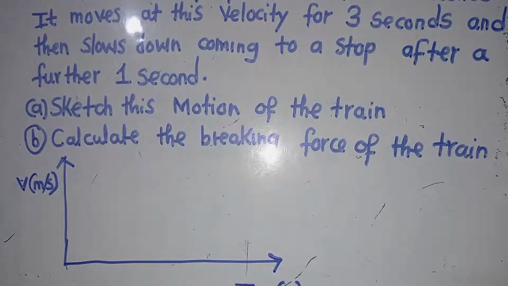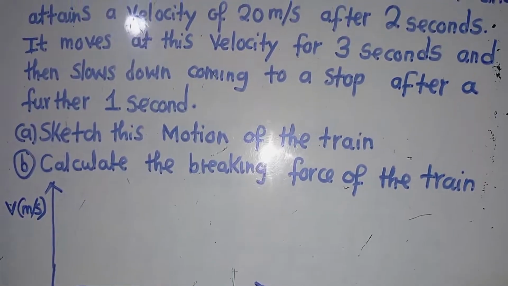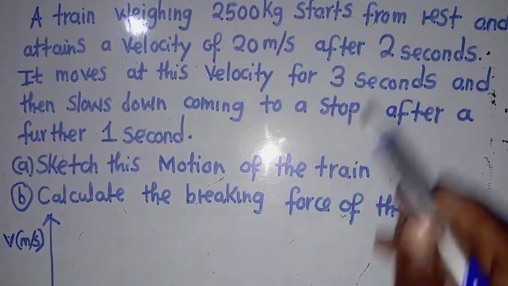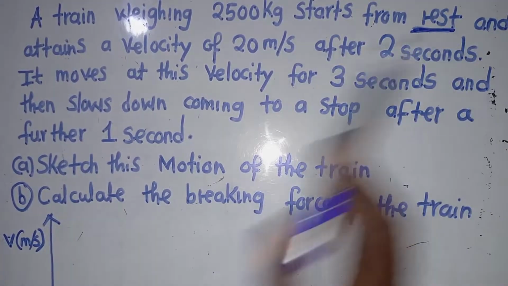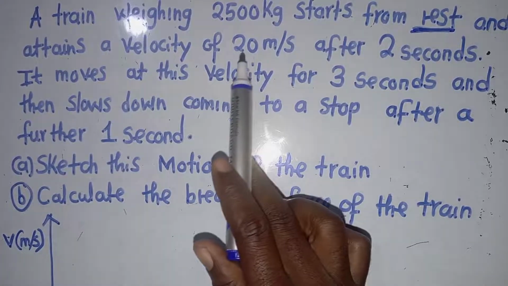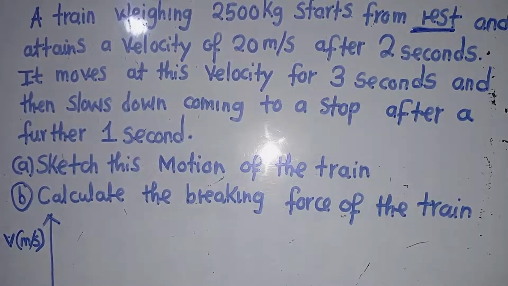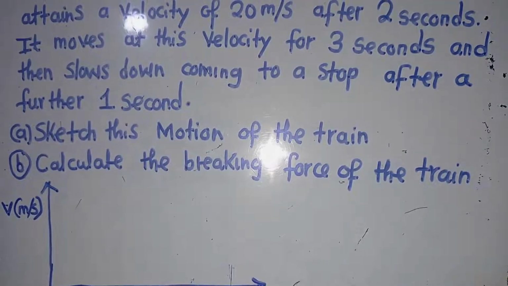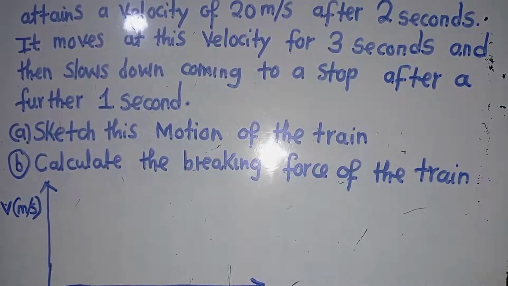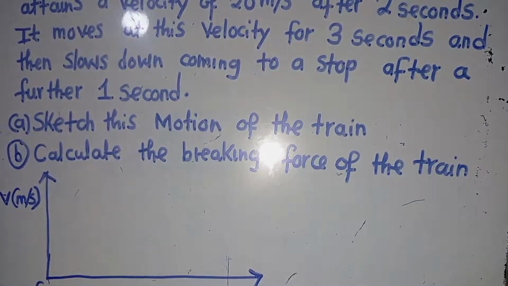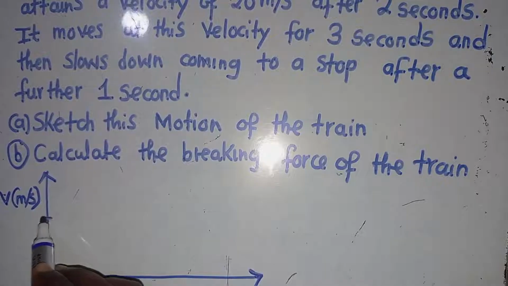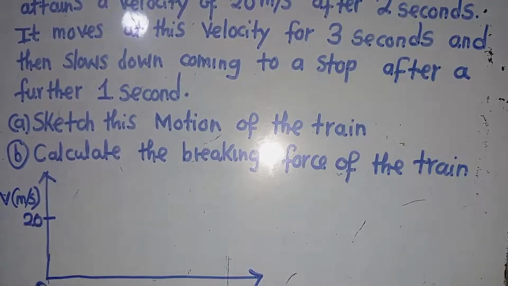So now, the question is saying a train is starting from rest. So when it is starting from rest, it means that it is starting from 0 and attains a velocity of 20 meters per second after 2 seconds. So it is starting from 0 then and attains a velocity of 20 meters per second. So I'm going to put a 20 there, in 2 seconds.